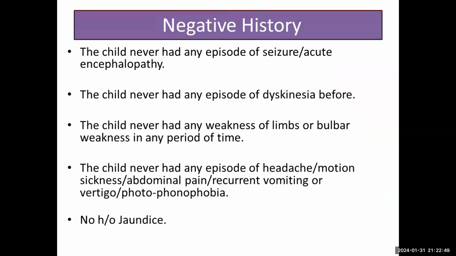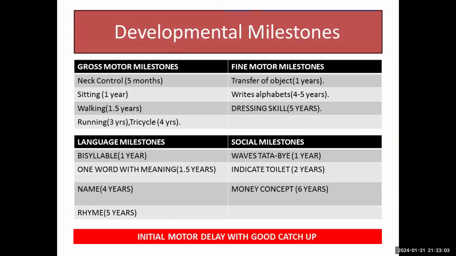Negative history: the child never had any episodes of seizure, never had any episodes of dyskinesia before. The child never had any weakness of the limbs or bulbar weakness at any period of time. There was no history of any jaundice. The child never had any episodes of headache, motion sickness, abdominal pain, recurrent vomiting, photophobia or phonophobia.